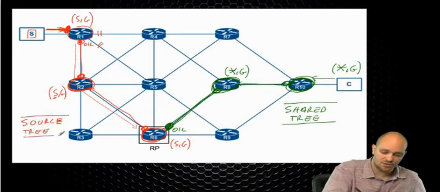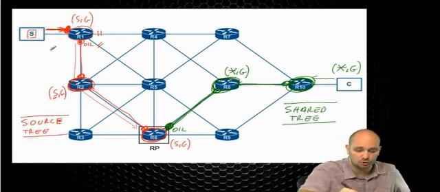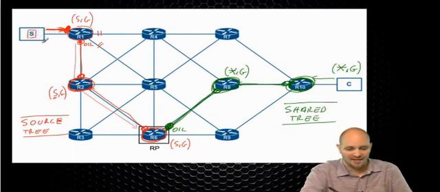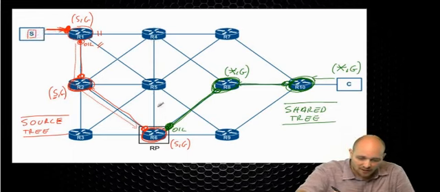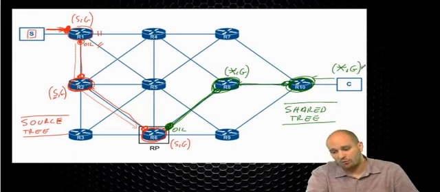So this source tree here means that the root of the tree is the actual source. So this was built directly to the source. So if we had a different source, S1, behind R4, there would be a different tree that goes here that might deliver traffic over this shared tree.